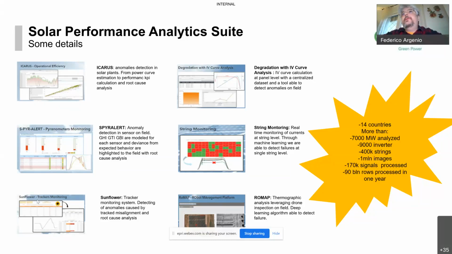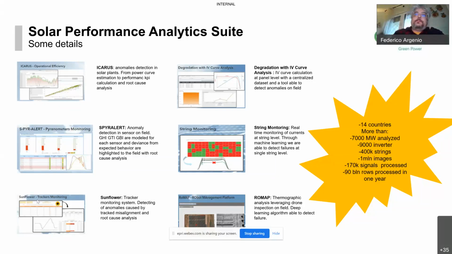The last tool that we developed is something very classical in solar technology. It's a sort of repository in which our colleagues can store from the field the different analyses based on IV curve or ultrasonic analysis and so on, and we have algorithms able to detect outliers and to detect if there are problems with the panels.